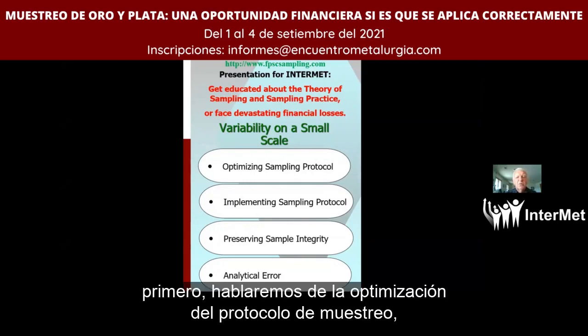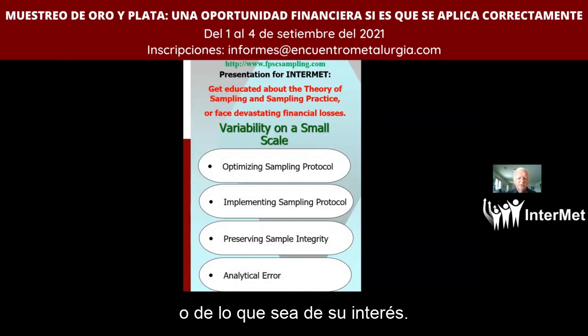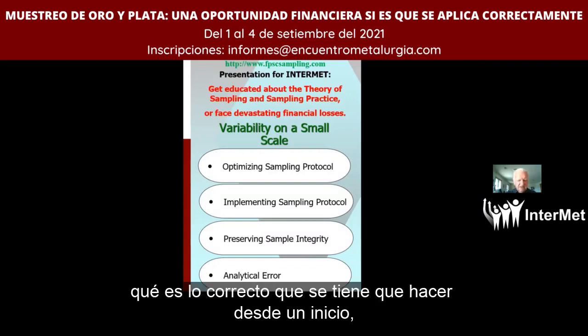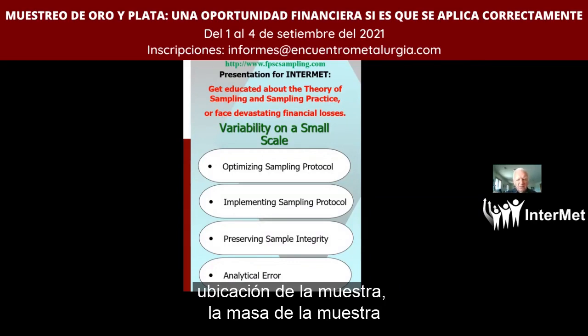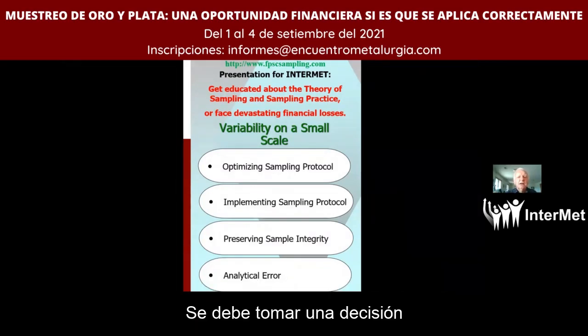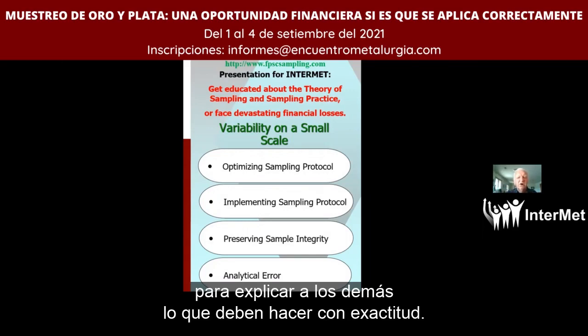Number one, we are going to talk about optimizing the sampling protocol. This is a very important subject because it depends on the heterogeneity of the gold, of the copper, whatever you're interested in. And this is also an introduction to the different types of sampling error involved. There are 8 of them. Number 9 will be the analytical error. So it's very important to decide from the beginning what is the right thing to do: sample location, sample mass, subsampling mass, that kind of thing. And we have to decide about a protocol. In other words, like a cooking recipe, it's something you will do in writing, step by step, to explain to people exactly what needs to be done.